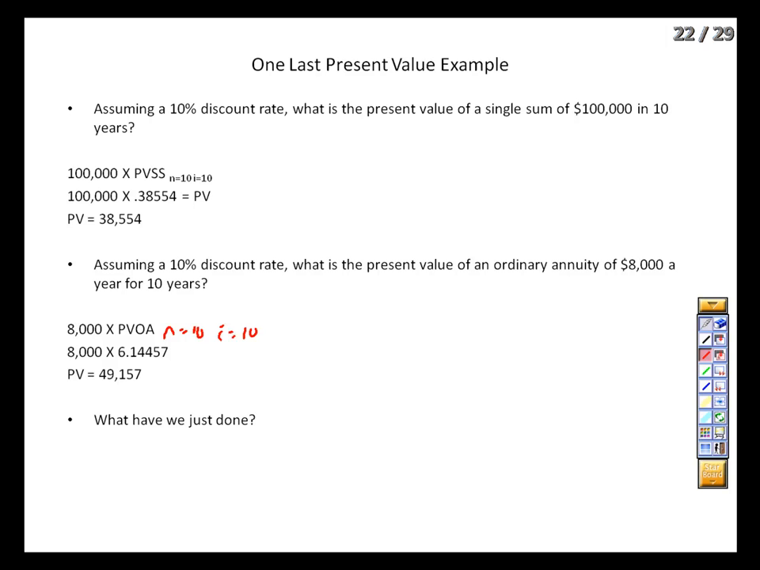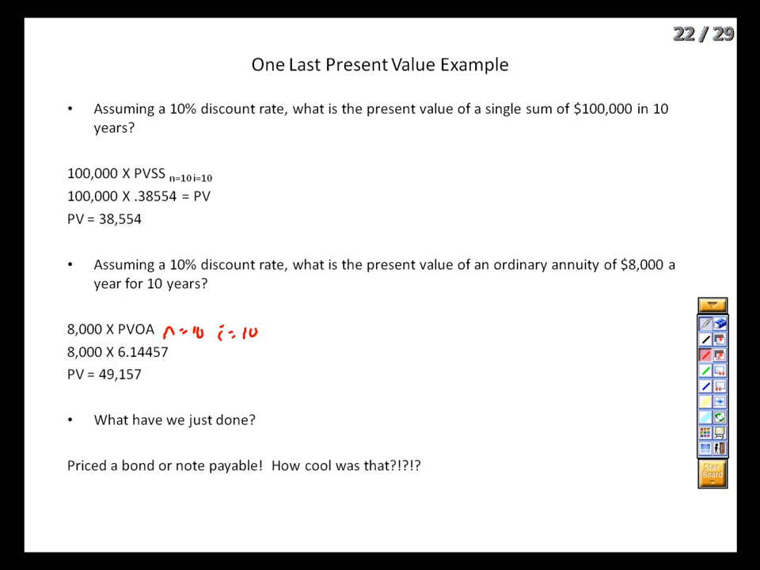When we put these together, what have we done? We've got $8,000 a year for 10 years, followed by $100,000 at the end of 10 years. What does this sound like? That sounds to me like the cash flows associated with $100,000 of bonds that pay an 8% annual interest payment.